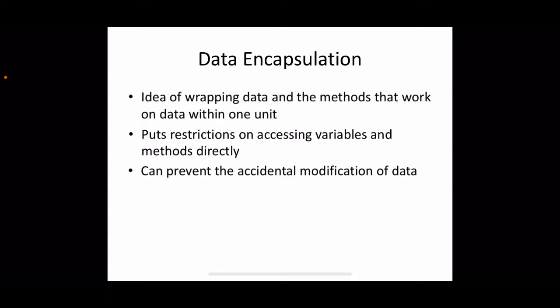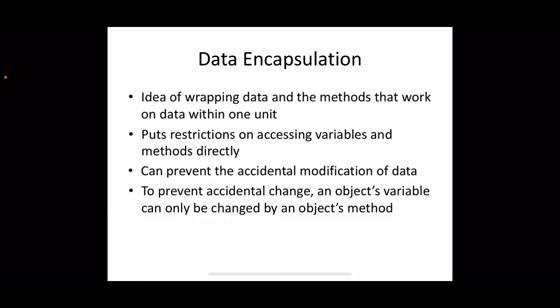Such restrictions will definitely prevent accidental modification of data. In function-oriented programming, every data or every variable is accessible throughout the program, right? So there is a lot of chance that these variables may be accidentally modified by some functions. But here that is not the case. Everything is encapsulated and there are clear definitions of who can access which data. To prevent accidental change, the object's variable can be changed by the object's method only. It cannot be directly accessed by some other object. Data of a particular object can be modified through the methods of that object only.